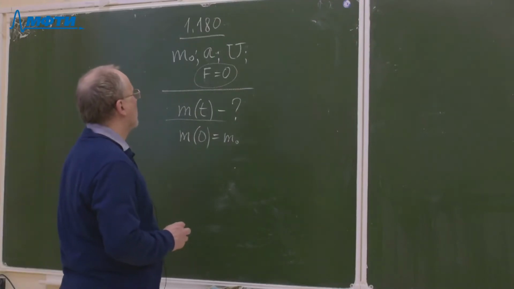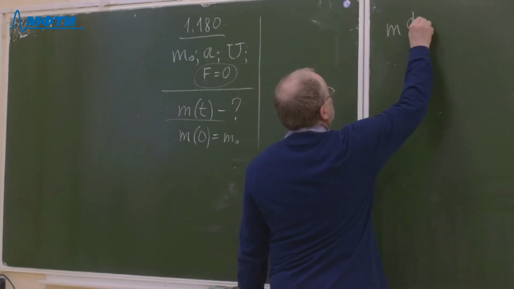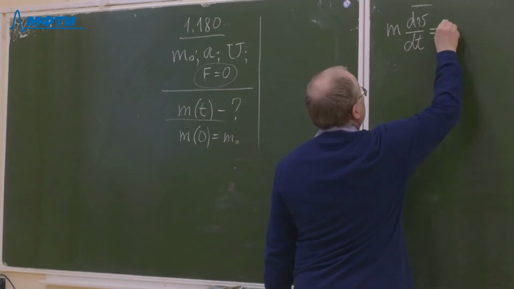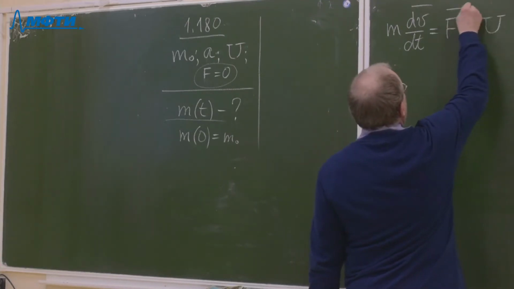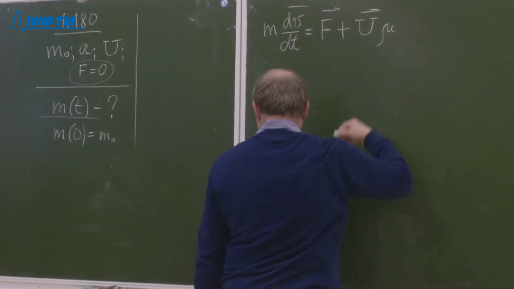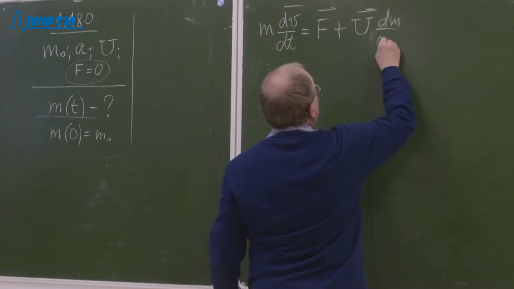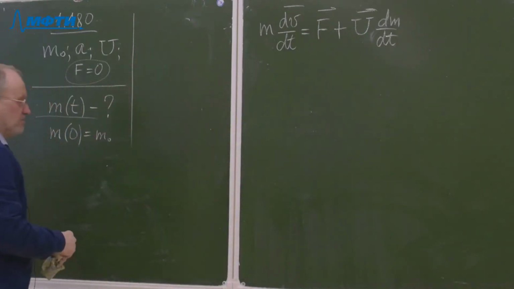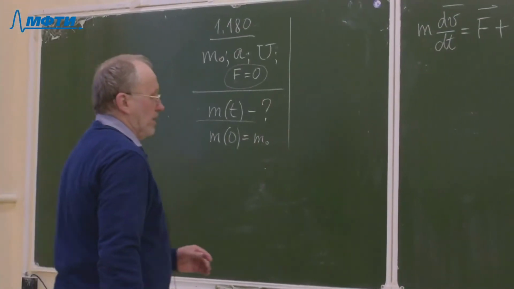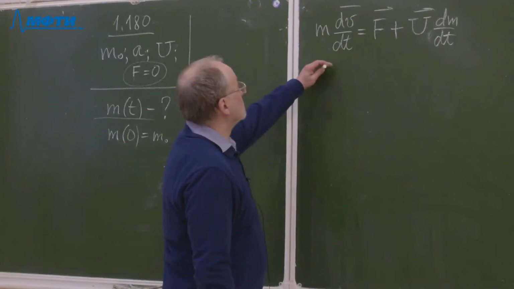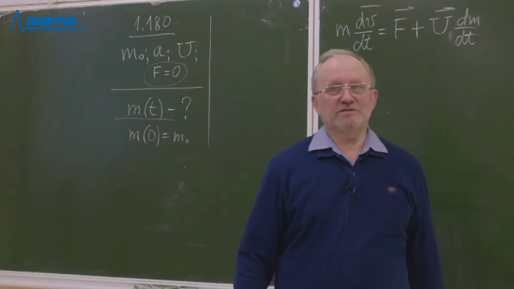Again, we need to use the Meshchersky equation, which is m dv by dt equal F. And I will use the form of this equation with the plus sign, which means that I consider the changes of mass of the rocket, not the amount of fuel, but the change in the rocket mass. So, we know the law of physics which must be used to solve this problem, the law that describes the motion of a body with variable mass.